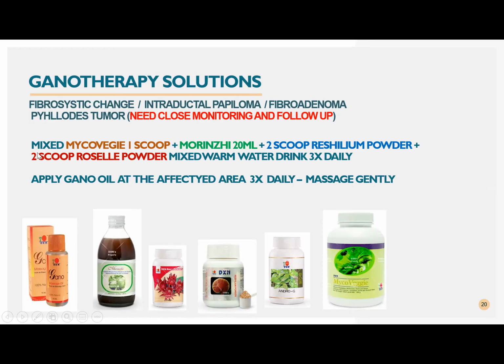So these are the things that you can take: micro-AG 1 scoop, Morinzi 20 ml, 2 scoops of Richelieu powder, 2 scoops roselle powder, mix with warm water, drink 3 times daily, and apply canola oil at the affected area 3 times daily, massage gently. So this will help you to reduce the problem or solve the problem, or if it's not solved, then we have to combine treatment with the modern medication system.